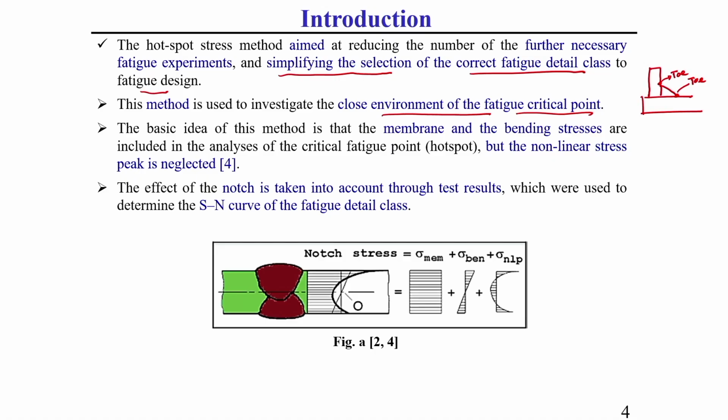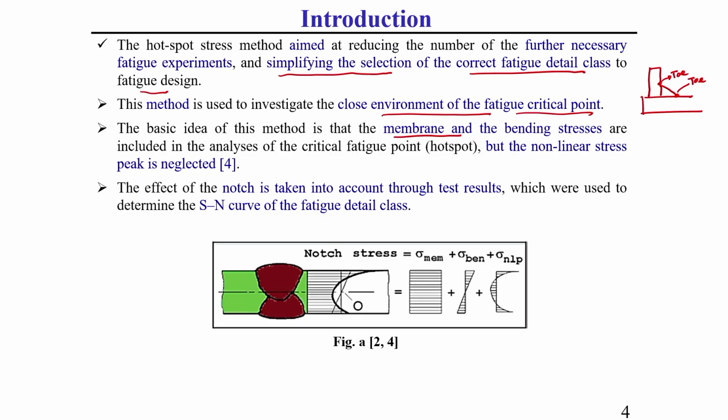The basic idea of this method is that it considers what? Bending stress and membrane stress, which I discussed in the last lecture itself. The hot spot stress includes the membrane stress and the bending stress, these two parts, but it does not consider the non-linear stress peak, which I have already shown and discussed in detail in the last lecture.